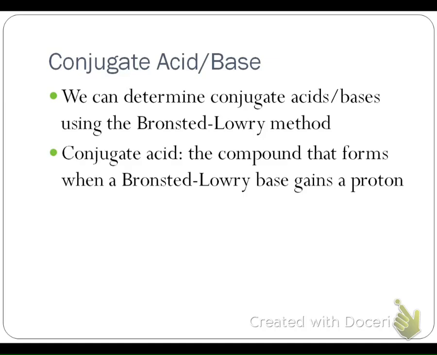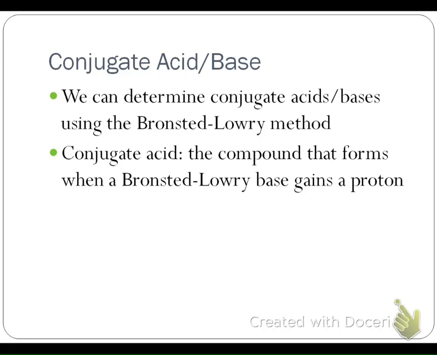A conjugate acid is a compound that forms, so it's a new compound. It's going to be on the right side of your reaction if we're looking just at one-way reactions. This forms when a Bronsted-Lowry base gains a proton. When a base gains a proton, it now essentially has one to give up, which makes it like an acid, which is why we call it a conjugate acid. A conjugate acid is something that happens secondary. When that base gains a proton, it forms what we consider a conjugate acid.